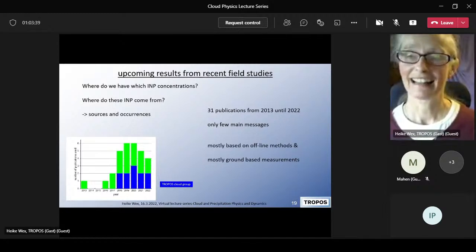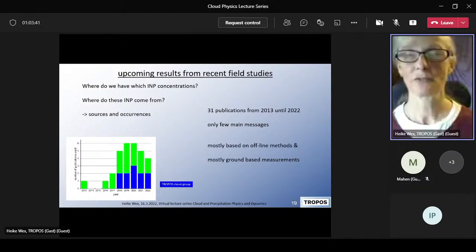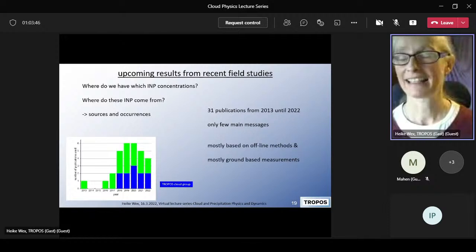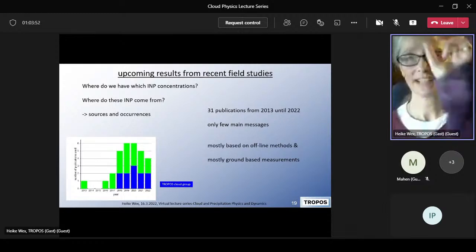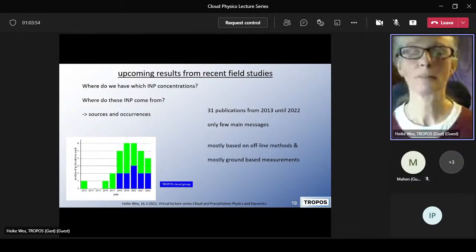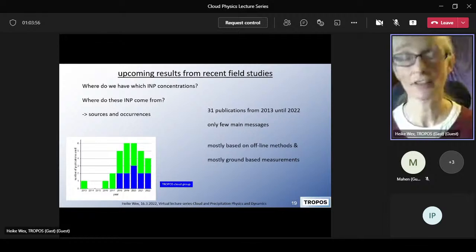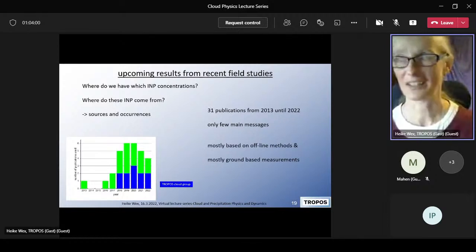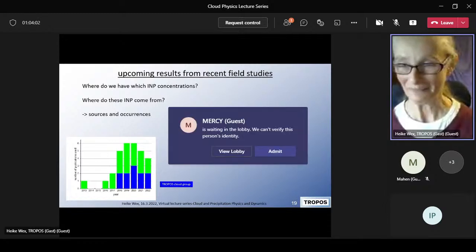And just as a summary, most of the results you will see in the next slides come from offline methods, and it's basically all still ground-based measurements. So we do not have a very good understanding yet of what happens higher up. There are some publications. There is a lot of research going on in that direction right now, but that is for the talk in 5 years to present, I guess.